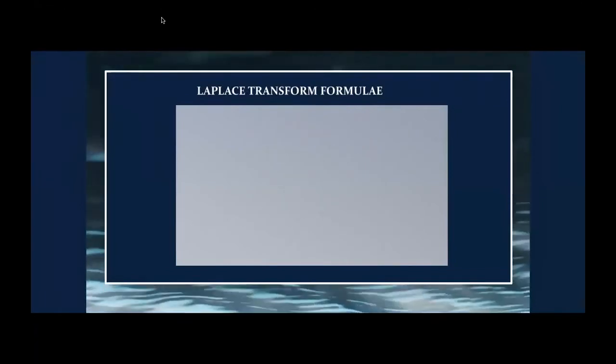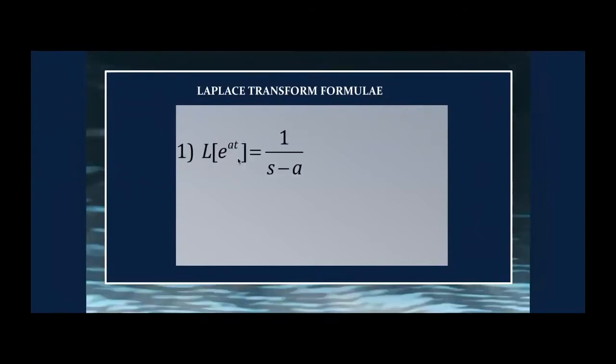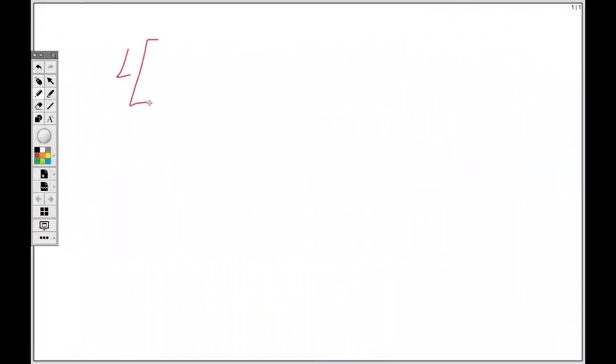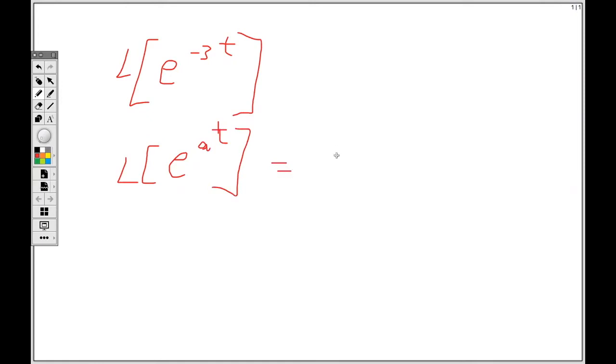We have some useful formulas that we need to know when we're doing the Laplace transform. We have the exponential function e to the at become 1 over s minus a. We also have the Laplace transform of 1 is equal to 1 over s. So if I have the Laplace transform of e to the minus 3t, I just gave you that the Laplace transform of e to the at is 1 over s minus a. So if I have e to the minus 3t, then we're saying that a is equal to negative 3.